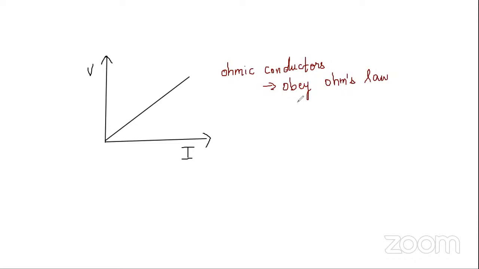So whenever the VI graph is a straight line, that is called an ohmic conductor. So when it is not a straight line, they are actually called non-ohmic conductors. In the graph for potential difference versus current, when it is not a straight line, the conductor is called a non-ohmic conductor.